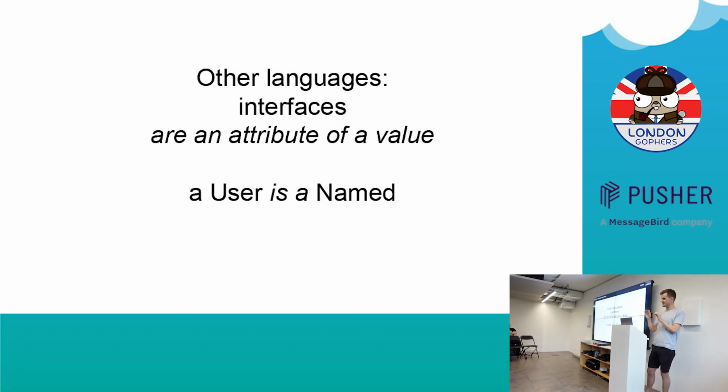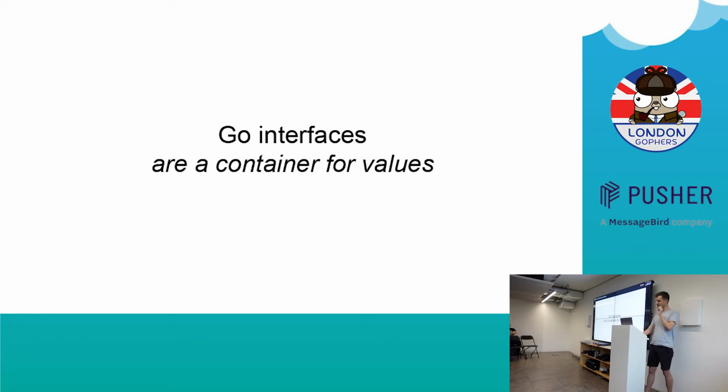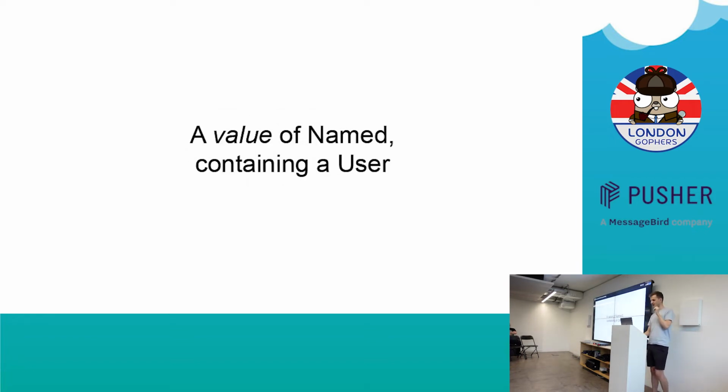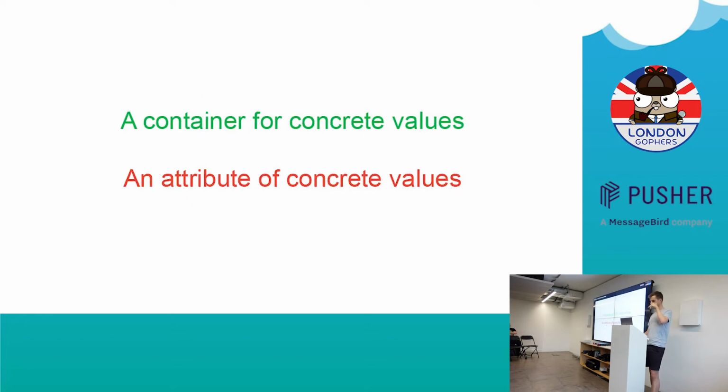In other languages, interfaces are kind of a thing that a value of a certain type can do. Go seems to be different. Go interface values were a different type of value, not an attribute of other types. Super interesting. Go interfaces felt more like a container, a value of named containing a user. This is the delta between my old mental model from a different language and Go. It's a container for concrete values, rather than an attribute of concrete values. So in Java, you'd say a user is a named, whereas Go seems to want me to think about it like I'm putting a user in an interface value with a static type of named.